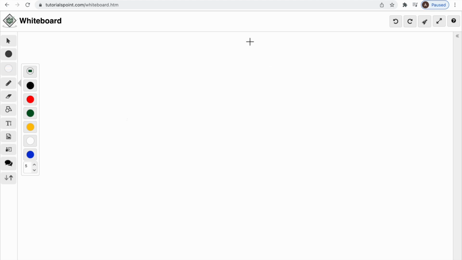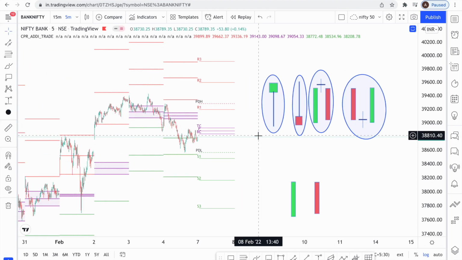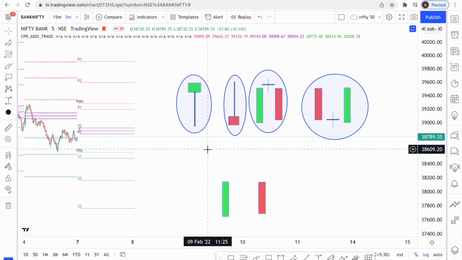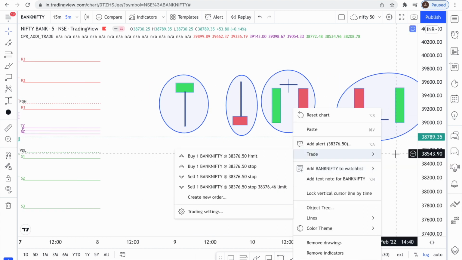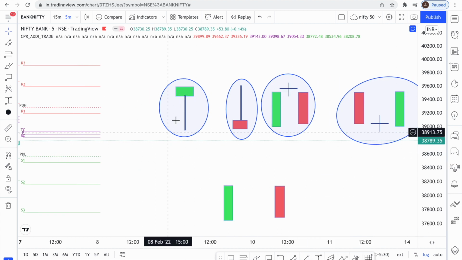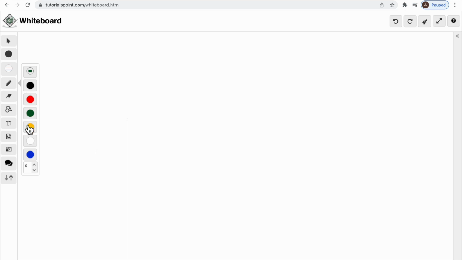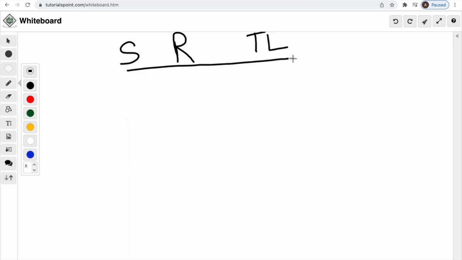So before we go and see the charts, and how to take entries, and what are the most important candles for taking entries. Before we see all that, in brief, I'll just explain what is support, what is resistance. I'm just writing the short form because I'm using my mouse. And what is trend lines. I'll just explain this in brief, then we'll go on to the chart, see some examples and do some back testing.